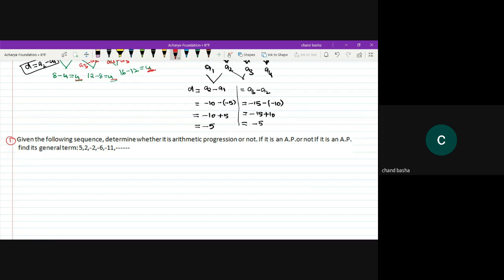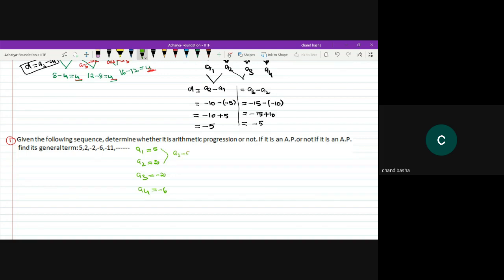So how can we check whether they are in arithmetic progression? The difference must be common. The value should be the same. So, guys, identify the first term. What is the first term? 5. What is the second term? 2. What is the third term? That is -2. What is the fourth term? That is -6. Let us take the common difference.